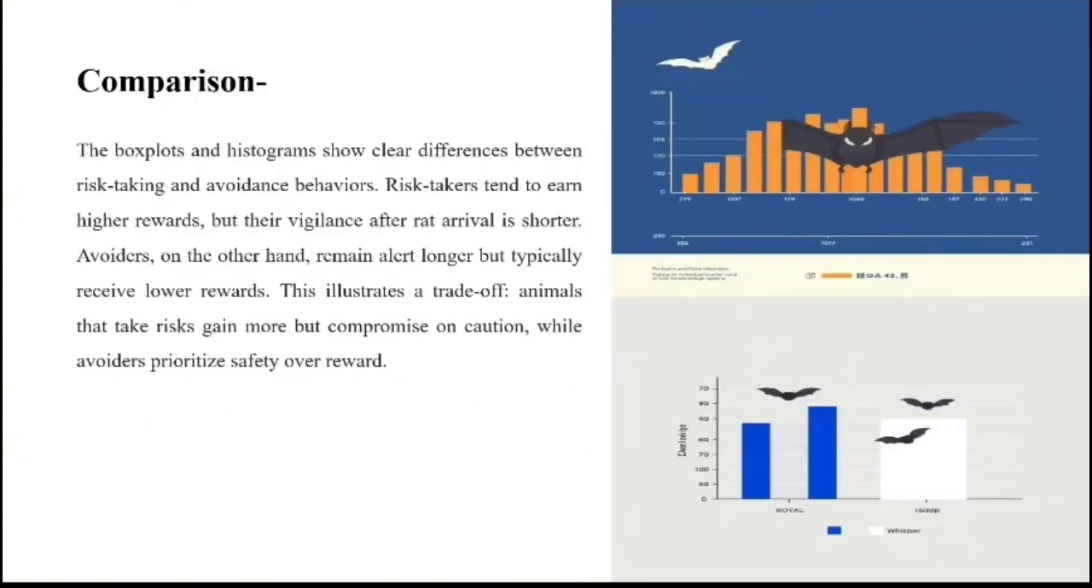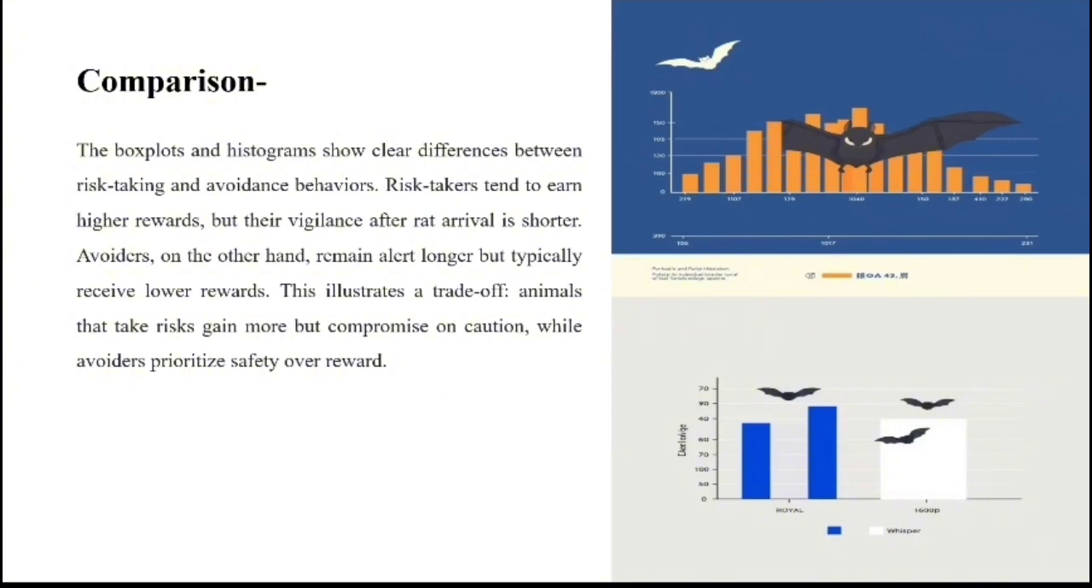Finally, while comparing distributions, it shows a clear trade-off: risk takers gain more rewards but compromise on vigilance, while avoiders stay safer but gain less. As a result, it suggests that bats see rats more as predators than competitors. Most bats avoid risks and show higher vigilance, which is more like predator avoidance behavior than competition.